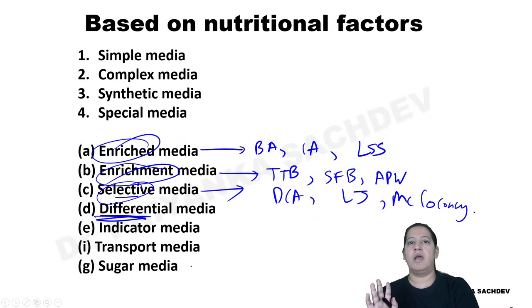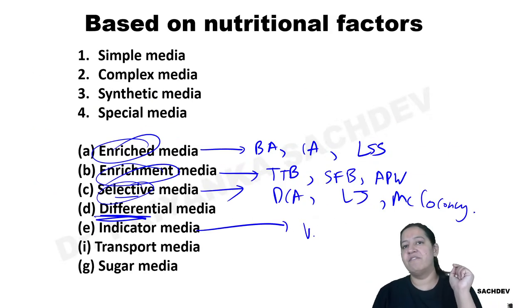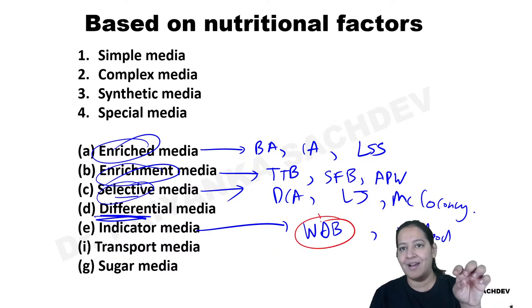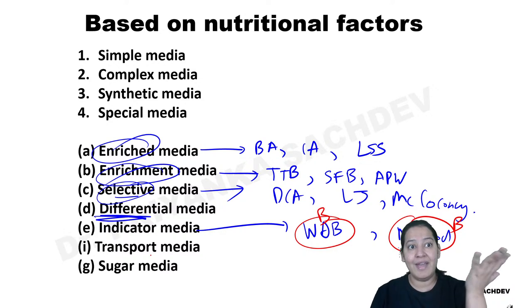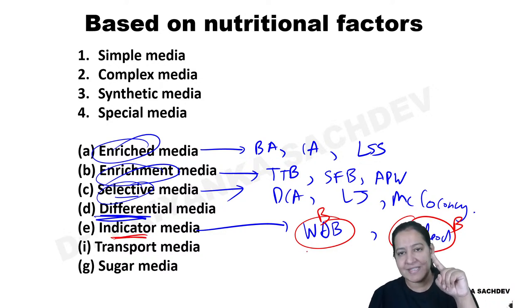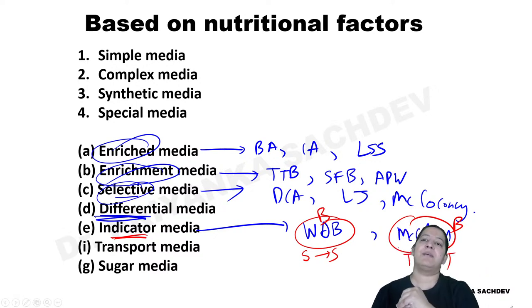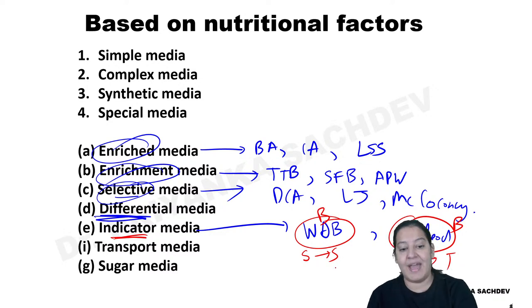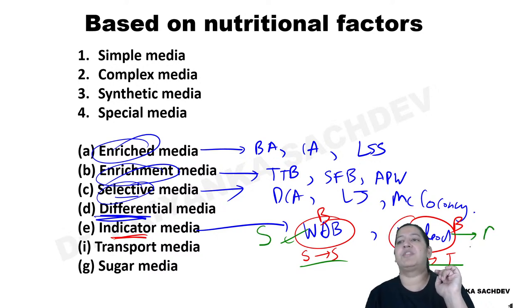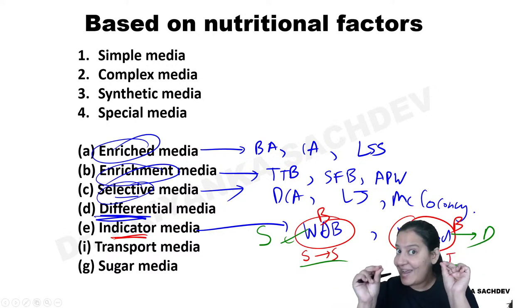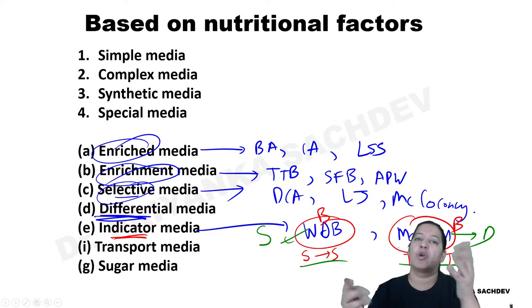Write here the two examples: Wilson and Blair, and McLeod's. So these are the two examples of indicator media. In both you get black color. What is the indicator color? It is black. Here the black color is due to the sulfite to sulfide change, and here the black color is due to the tellurite to tellurium change. So remember what causes the color change, sulfur and tellurium. And second, this is for Salmonella and this is for diphtheria. Remember the color, the example, the metal of the color change, and the bacteria.